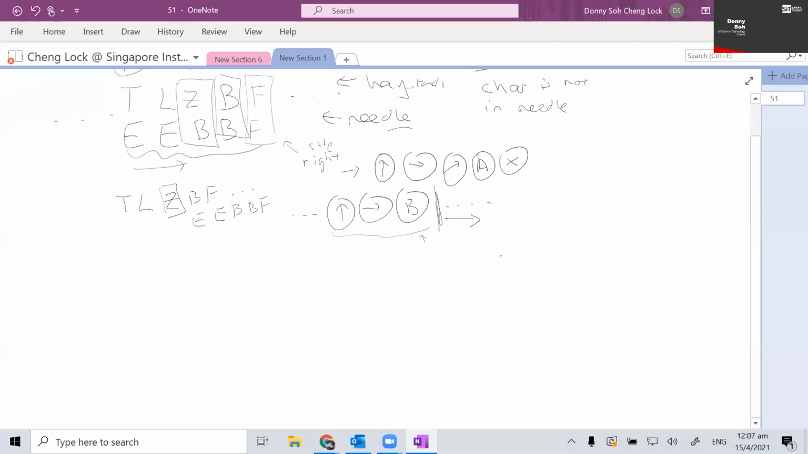So scenario 2, this character is in the middle. Okay, so that's scenario 2. So let us use back the example that I was using earlier. E, F, dot, dot, dot, dot, dot, dot, E, E, B, B, X.